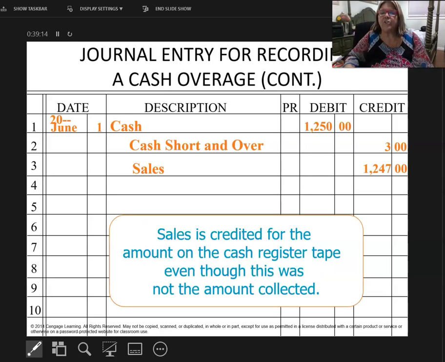So this is how to do journal entries when I have cash short and over and change fund. And this is the end of chapter 7.